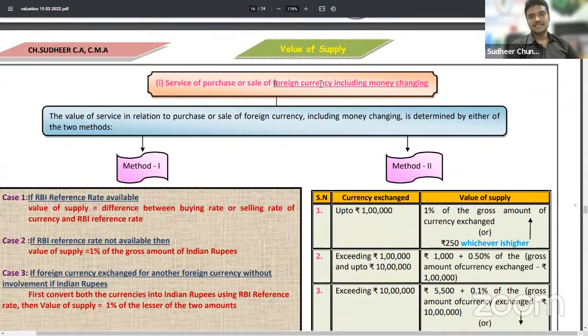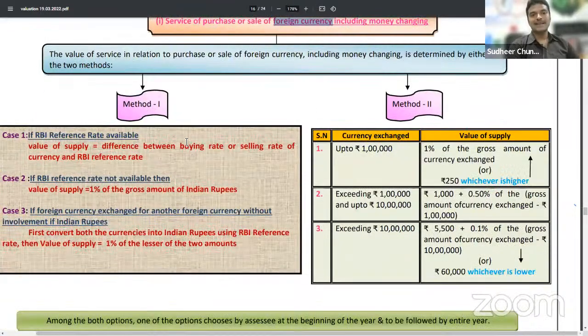Foreign exchange dealers have 2 options, 2 methods, to determine the value of supply. Sir, what is their income generally? For all foreign exchange dealers, their income is commission only. But practically, in the invoice they do not write commission; they write only the exchange currency value, which includes their commission also. But GST should be levied only on commission, not on the entire currency. So to find out that commission, 2 methods are specified here.